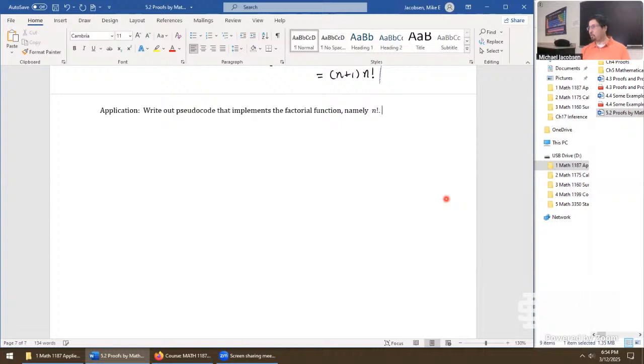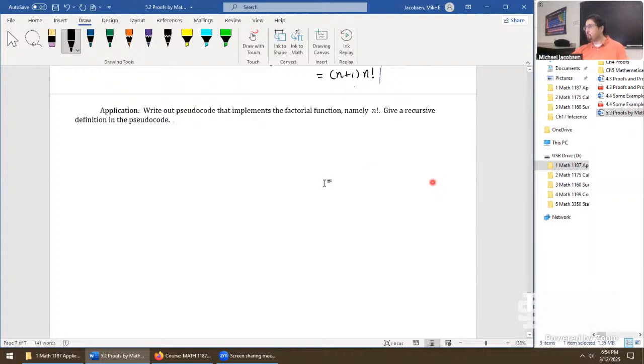Now let's say even more. Give a recursive definition in the pseudocode. Can never seem to spell that right. So let's give this a try. What we're writing out this time is a function, so it's a little bit different when we were trying to give pseudocode for something that was doubly quantified. So lots of different structures for writing out a function.